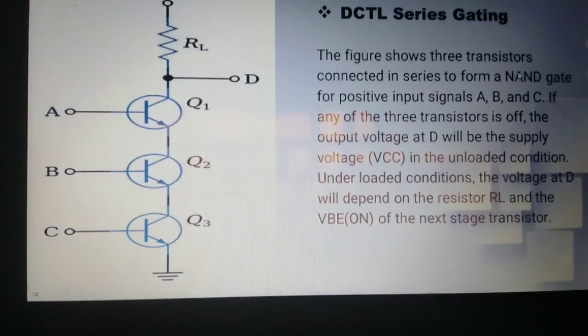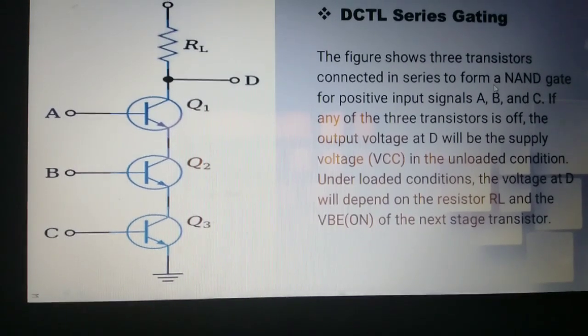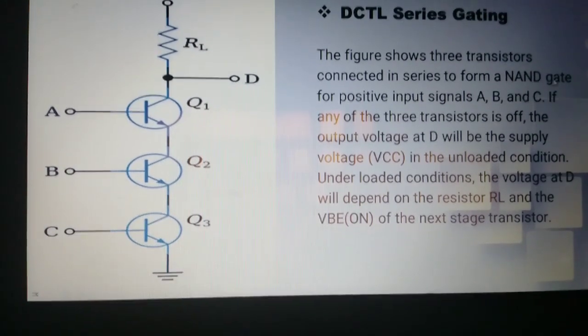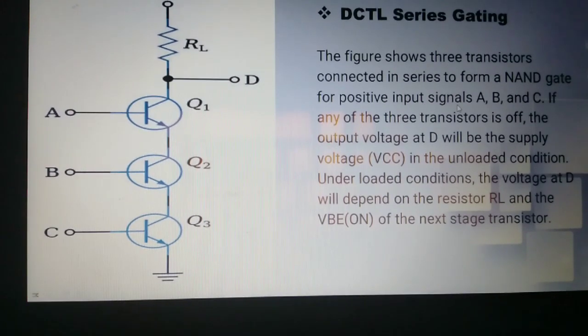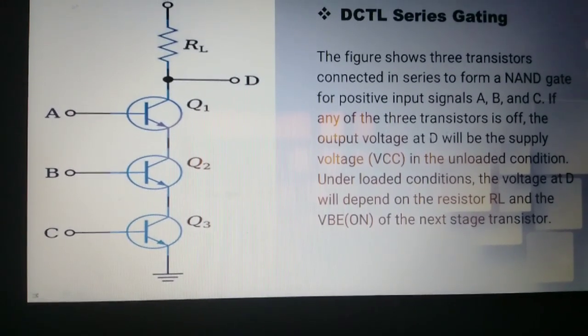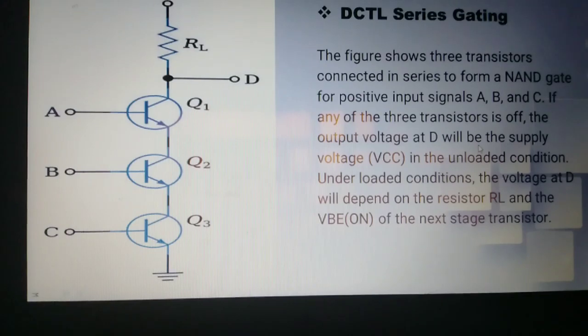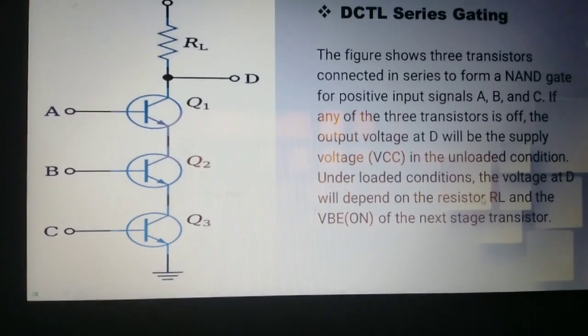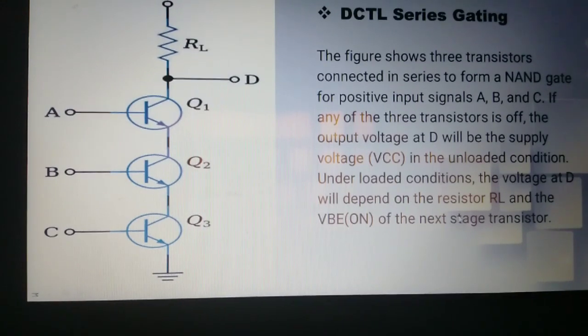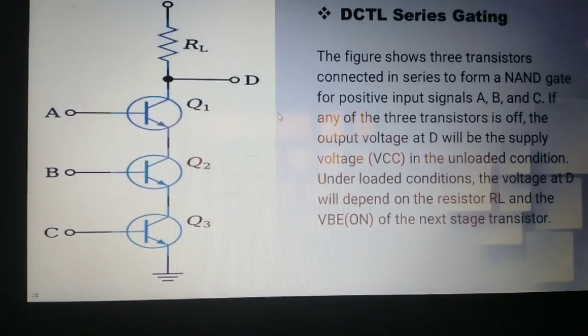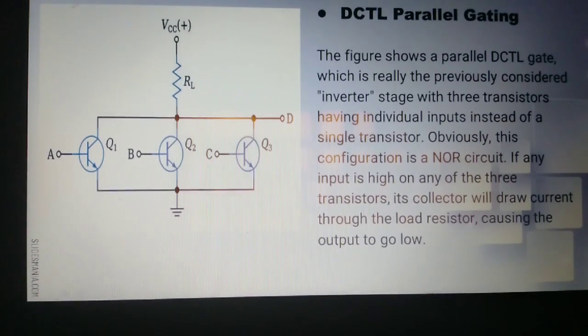The figure shows 3 transistors connected in series to form a NAND gate. Yan na nga, NAND gate ang ginamit dito for positive input signals A, B, and C. If any of the 3 transistors is off, the output voltage at D will be the supply voltage VCC. In the unloaded condition, the voltage at D will depend on the resistor RL and the VBE of the next stage transistor. So, punta na tayo sa another circuit ng DCTL, yun ang parallel gating.